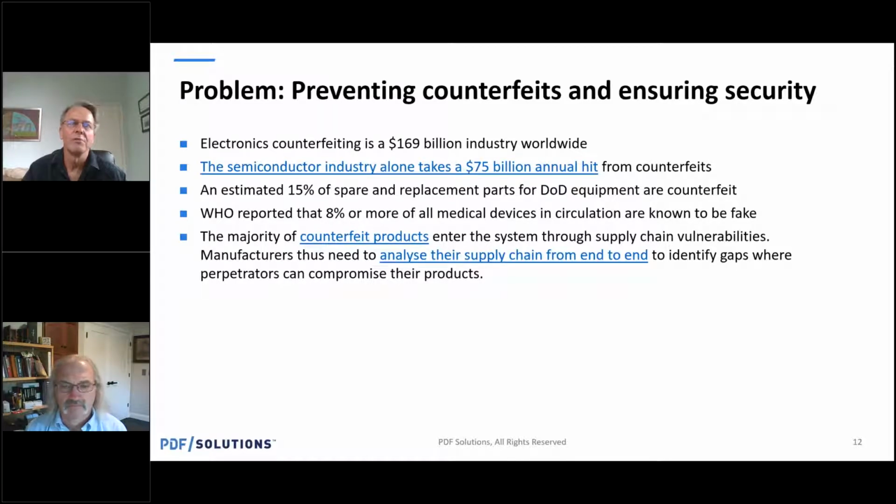There's an estimated 15% of spare and replacement parts for the DoD equipment which are counterfeit, that's reported by the DoD. And the World Health Organization reported that 8% of all medical devices in circulation are known to be fake, which is a big concern if you happen to be a patient and you have, say, a pacemaker in, and it's not a very warm, fuzzy feeling. So most of these counterfeit products enter the system through supply chain vulnerabilities, and manufacturers need to analyze their supply chain to identify the gaps where perpetrators can compromise their products.